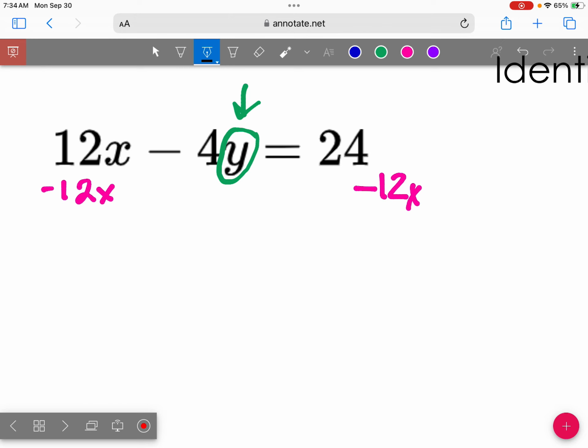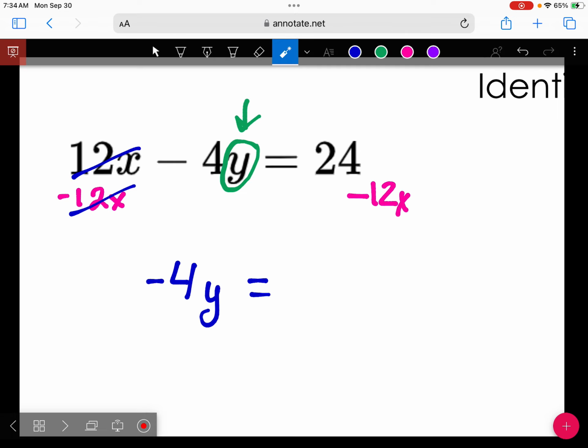So that's going to cancel out this 12x and that 12x. So I have minus 4y equals, can I smush those together? No. We're going to put them next to each other. You can put it as 24 minus 12x.